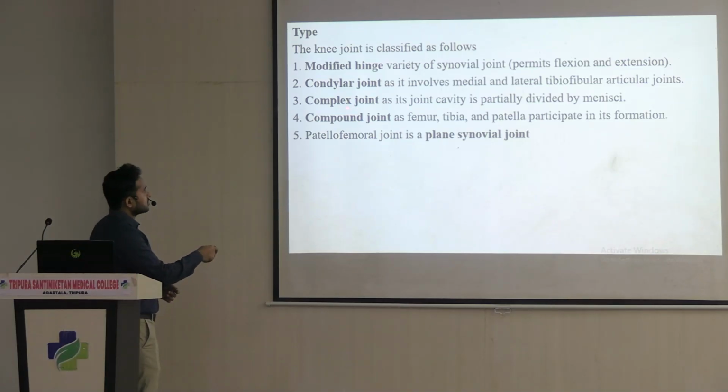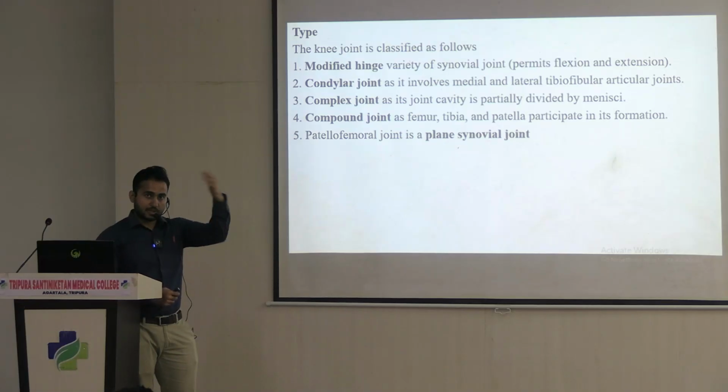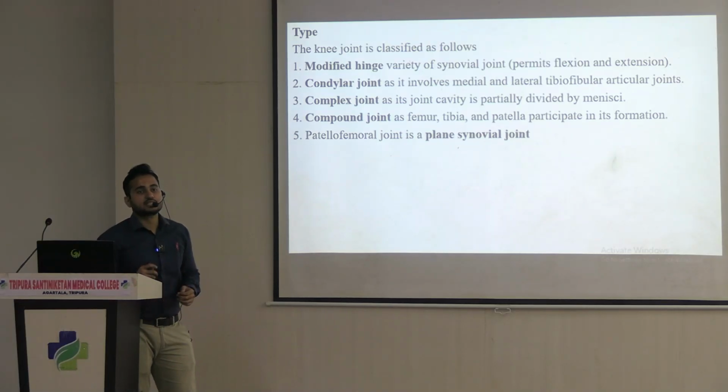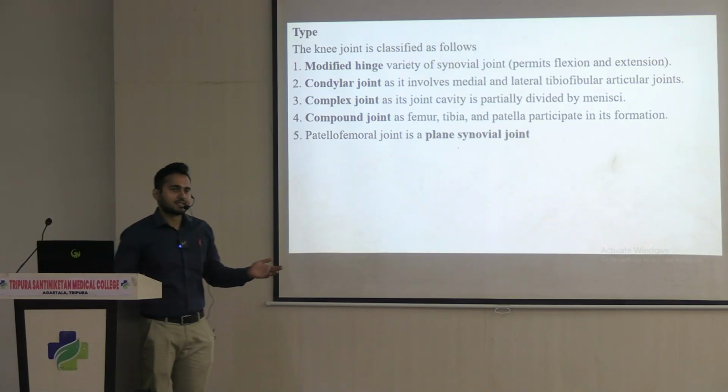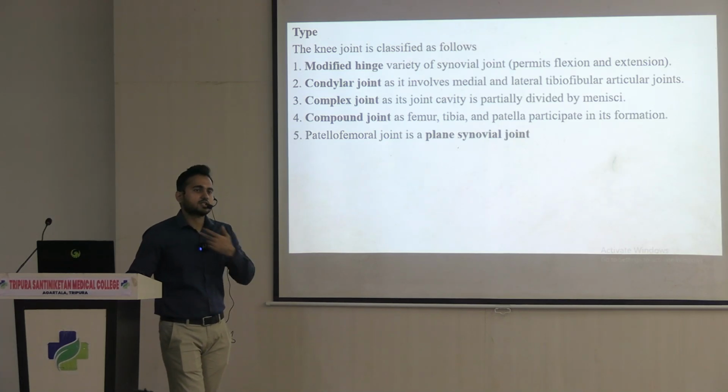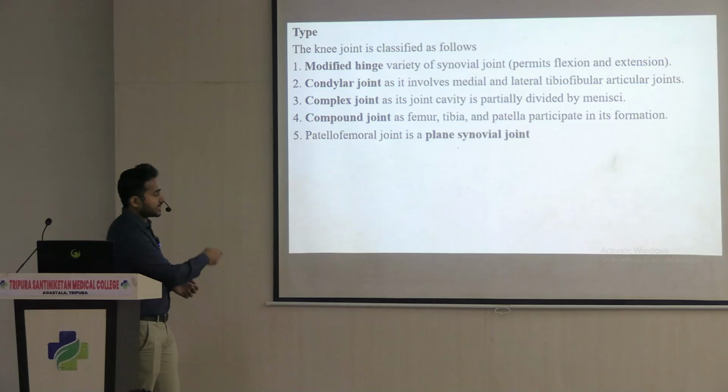Next, why is it a complex joint? Because the joint cavity is partially divided into two compartments, upper compartment and lower compartment, by menisci. In other cases, articular discs are present, for example, sternoclavicular joint, temporomandibular joint. In those, you will be getting a complete articular disc. Here, instead of a complete articular disc, we are getting menisci, which are partially dividing the joint cavity into two compartments, upper and lower. That's why it is called a complex joint.